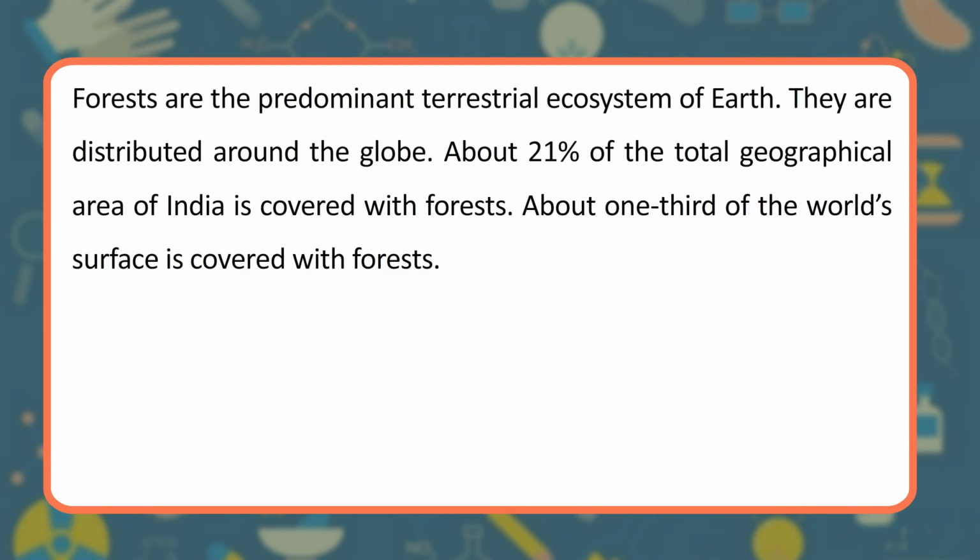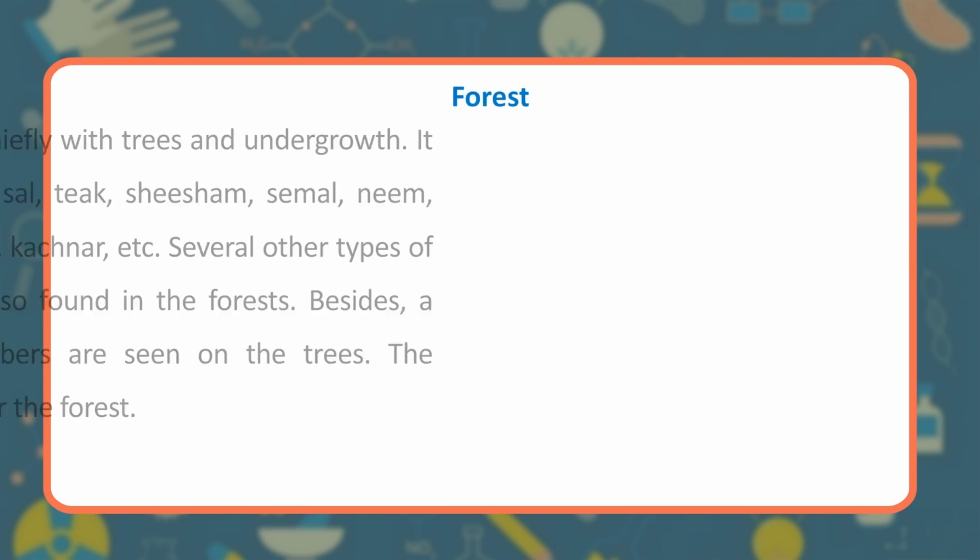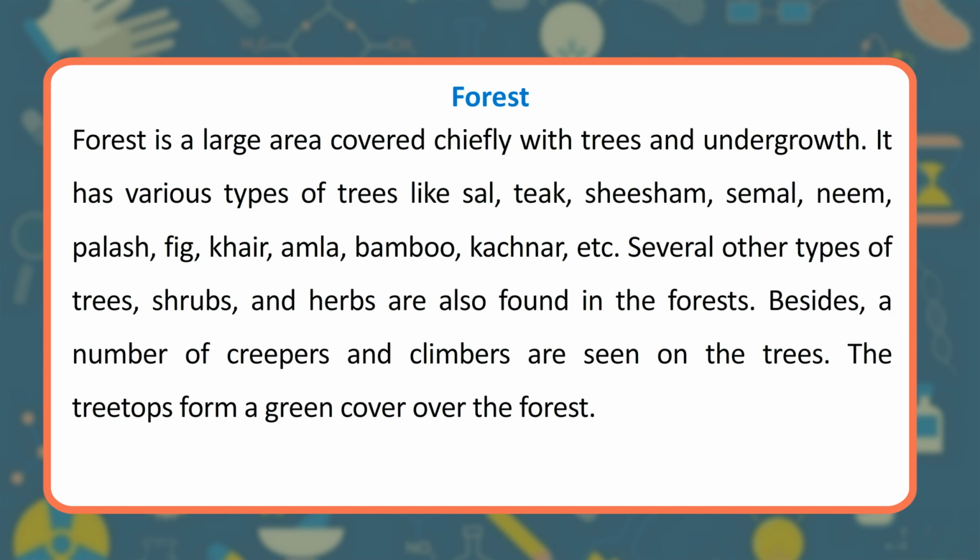Forests are the predominant terrestrial ecosystem of Earth. They are distributed around the globe. About 21% of the total geographical area of India is covered with forests. About one-third of the world's surface is covered with forests. Forest. Forest is a large area covered chiefly with trees and undergrowth.